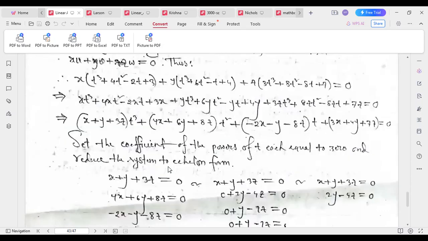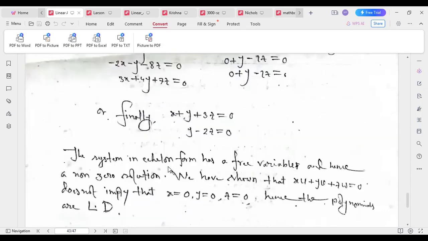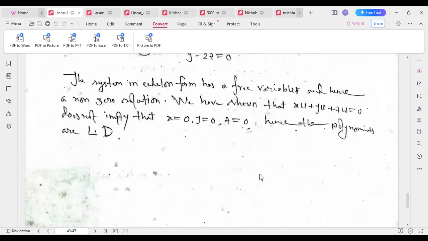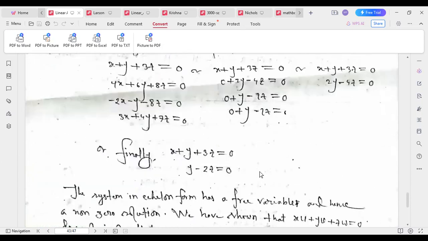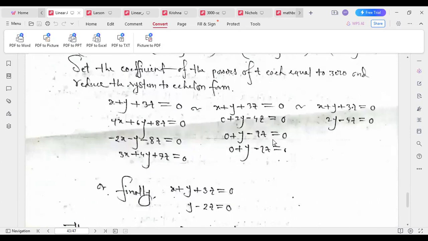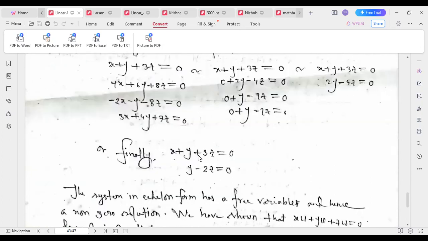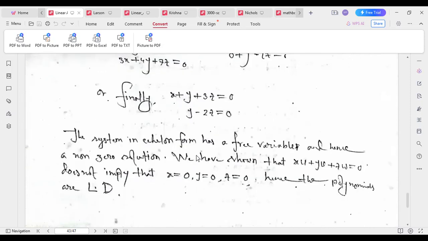Similarly, in the second one, the polynomials are linearly dependent because there are 4 equations with 3 unknowns, but one equation will be cancelled. In echelon form we get only 2 equations. So finally you get these 2 equations. This is why they are linearly dependent.